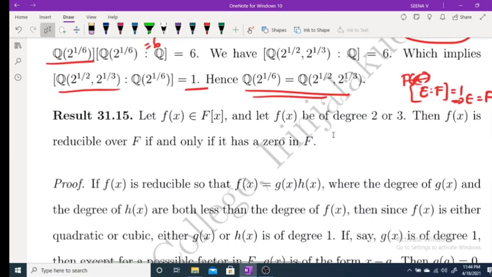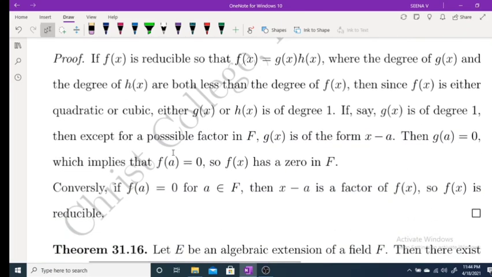Okay, now moving to the next problem. Let f(x) belong to F[x] and f(x) be of degree 2 or 3, then f(x) is reducible over F if and only if it has a zero in F. We have already discussed this problem.